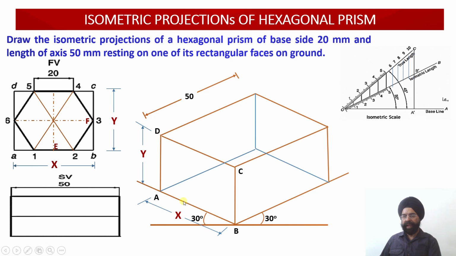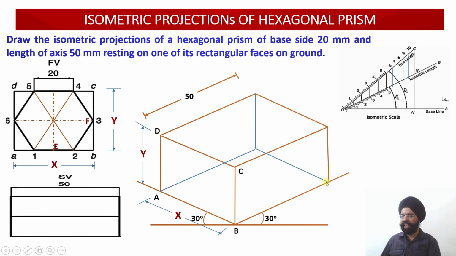So please check, this length is AB, and all four of these lengths are also AB. This length is BC or Y, and all four of these lengths are also BC or Y.